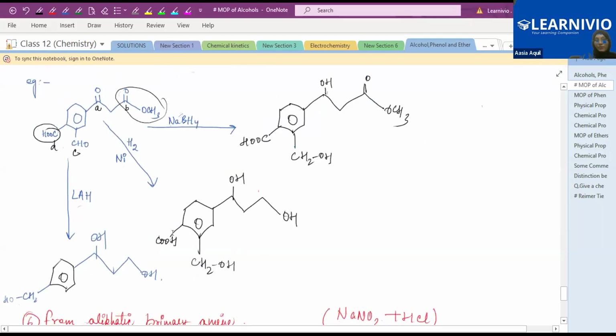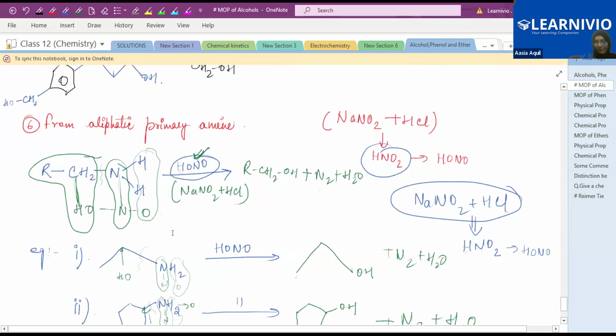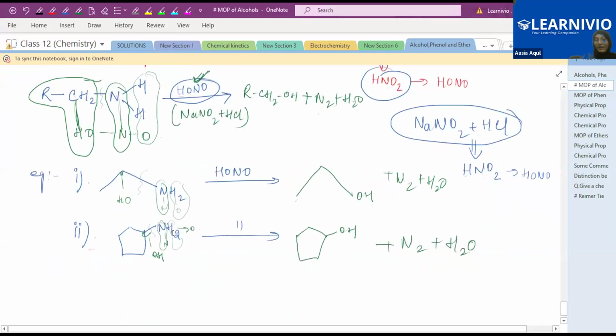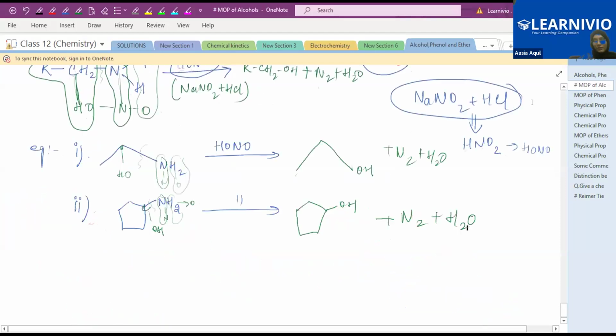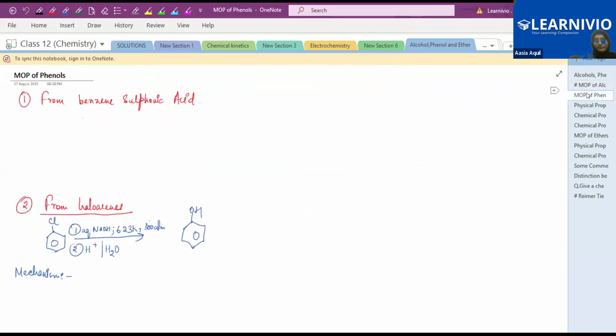The last preparative method was from the aliphatic primary amine, and in this we use the aliphatic primary amine on treatment with HONO. Right? You can remember like this, HONO. So you will get a corresponding alcohol, plus N2 gas will be liberated out, plus water. Right? So that is the mechanism. These are the 6 methods of preparation. So just please go through that and practice more questions based on that.